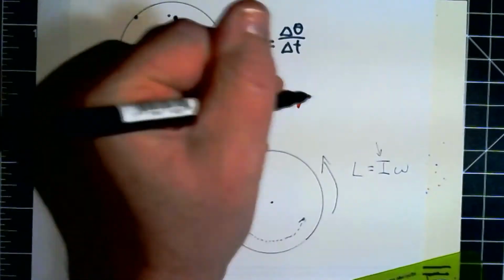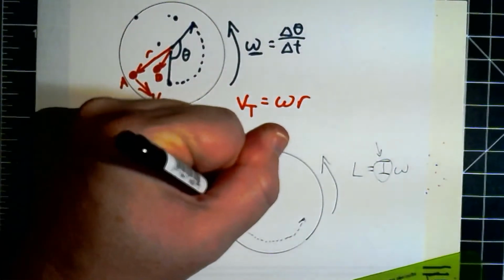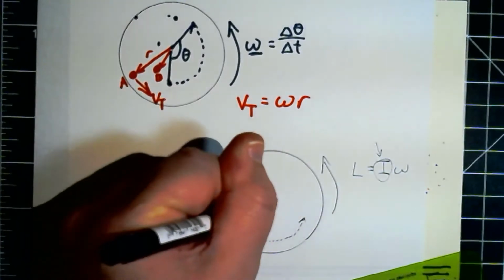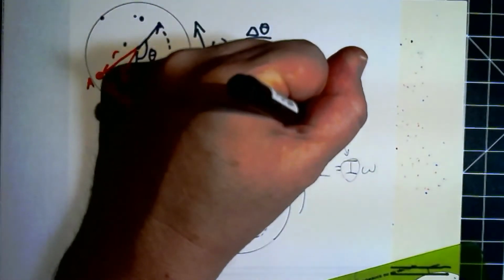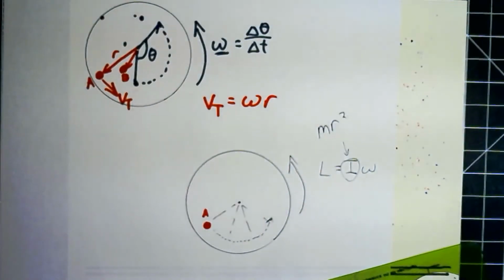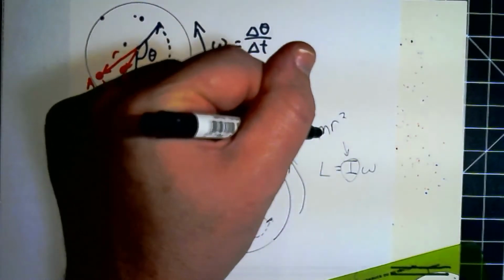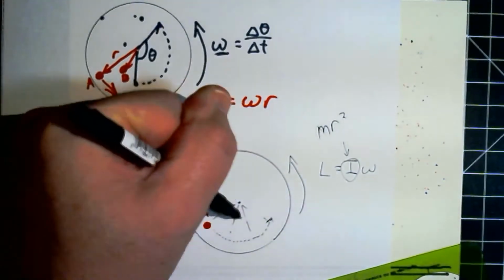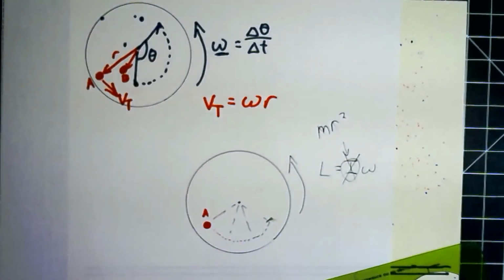Well, I can't change the rotational inertia of the disk if I stay at the same distance away, because remember, rotational inertia is a mass times a radius squared term. That radius is staying the same, so you're not really changing this term. You're not changing the mass of the disk. You're not changing the size of the disk. So we can't do that.